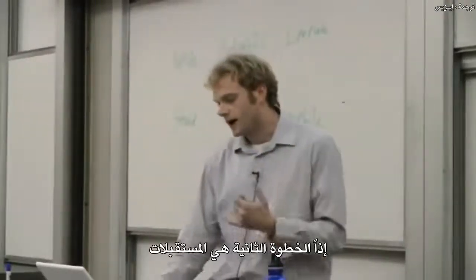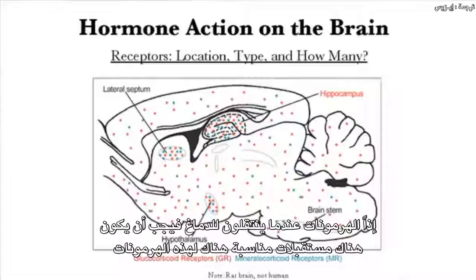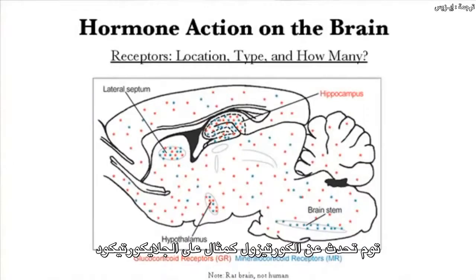So, next step, receptors. So hormones, when they're traveling back to the brain, there have to be appropriate receptors for these hormones. Tom talked about cortisol, an example of a glucocorticoid.